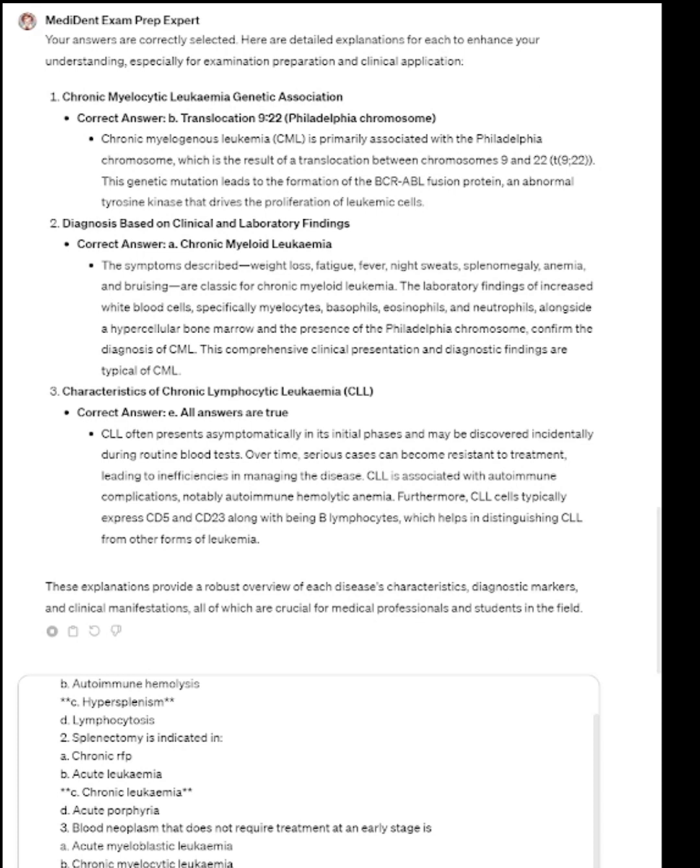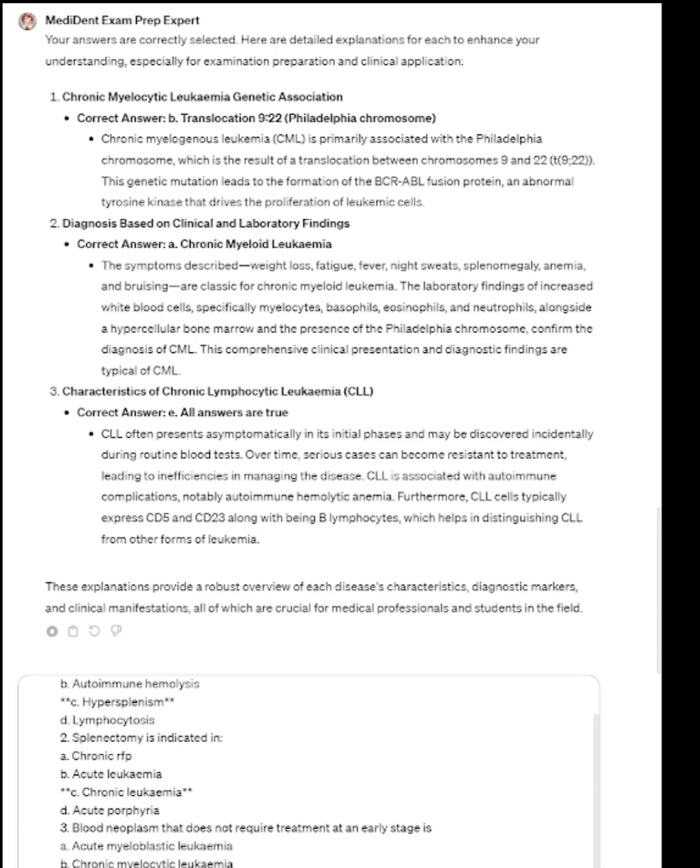CLL often presents asymptomatically in its initial phases and may be discovered incidentally during routine blood tests. Over time, serious cases can become resistant to treatment, leading to inefficiencies in managing the disease. CLL is associated with autoimmune complications, notably autoimmune hemolytic anemia.